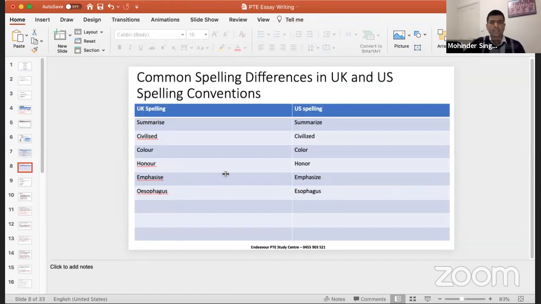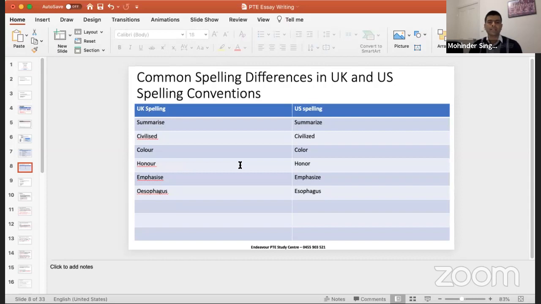Now, next one is some of the spelling differences between UK and US spelling convention. In PTE, Pearson have clearly indicated that you have to use one spelling convention consistently throughout any given task. They say any given task, but I would say throughout PTE. If you stick to one spelling convention, then you're going to have fewer spelling errors. You can use the UK spelling convention, or you can use the US spelling convention, whichever. These are the common differences in spelling between UK and US spelling convention.